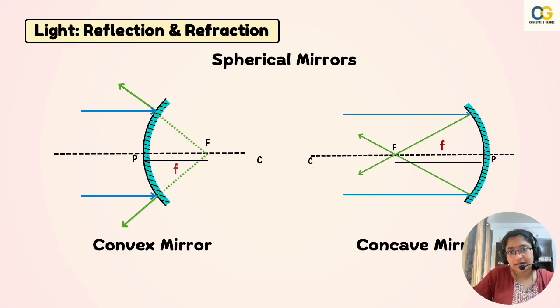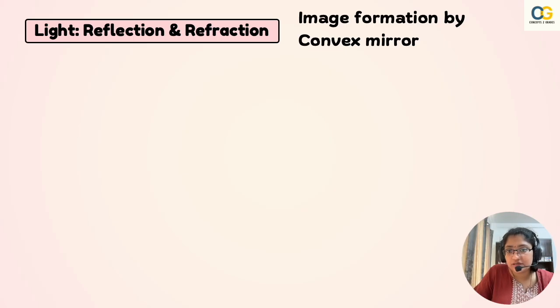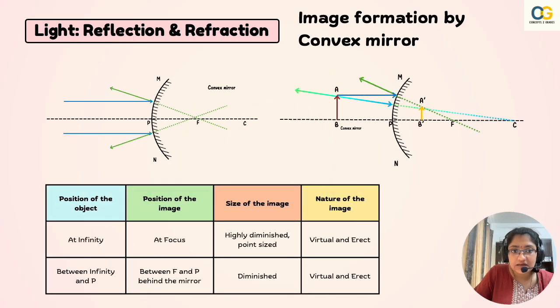So based on this, there are multiple images and types of images that are formed in the mirror. Coming to what are the different kinds of image formation by the mirror. So we'll go with the image formation of convex mirror first, where in the first case, I place my object at infinity. And if the object is somewhere at infinity, then my image will be formed at focus. And it will be highly diminished. As you can see, it's very small. It is point sized and it will be virtual and erect.